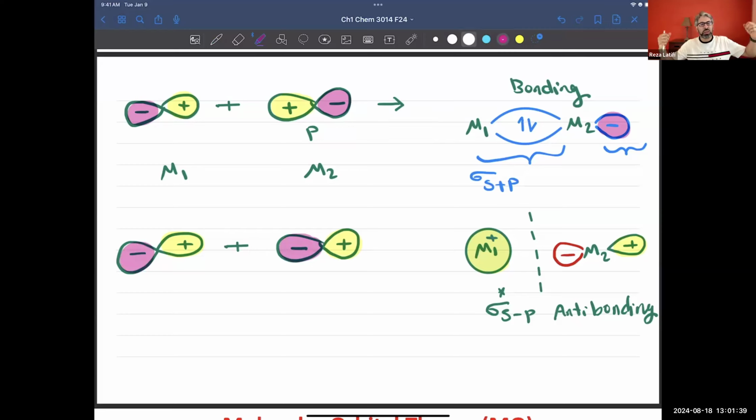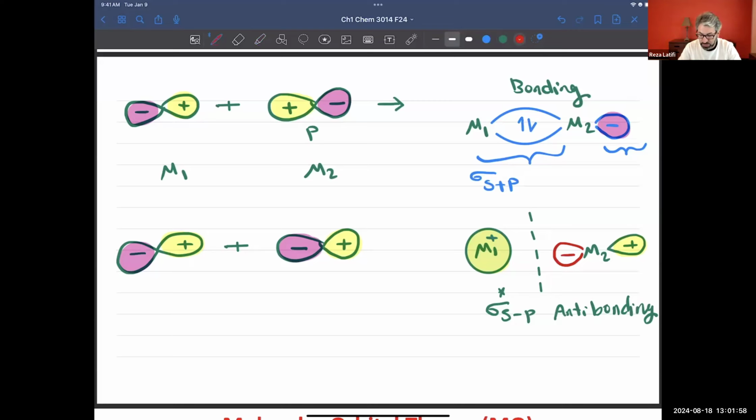If the positive is reaching to the positive, or they are reaching with the right sign, then your interaction will be constructive, or it will be bonding. So that's going to be a head-to-head interaction. Head-to-head interaction, we call it a sigma interaction.